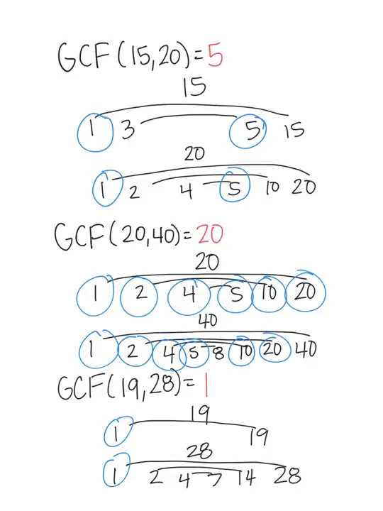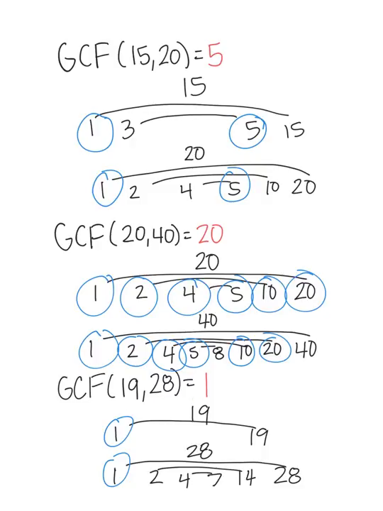Okay, so here are the answers that you should have gotten. The greatest common factor of 15 and 20 is 5. The greatest common factor of 20 and 40 is 20. And the greatest common factor of 19 and 28 is 1.